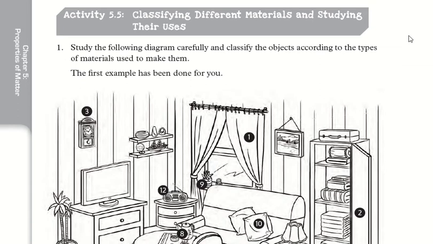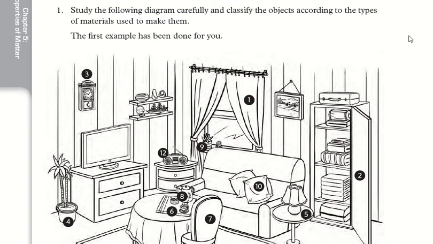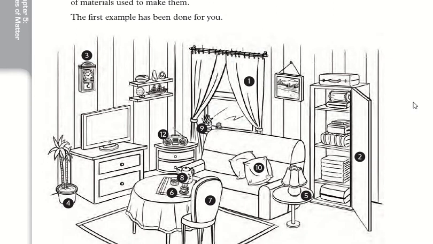Now, for today's activity, you will study the following diagram. This is basically a living room, and what you need to do is to classify the objects that are numbered in this living room according to the types of material that is used to make them. Okay, so the first example has been done for you.